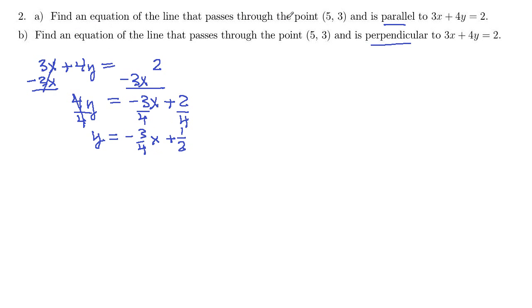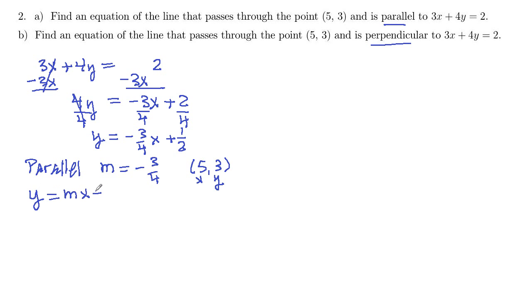So when we find the equation of the parallel line, the slope is going to be the same. So parallel, our slope is going to be negative 3/4. And then our point is 5 comma 3. So that's going to be an x and a y. So then we can start with the slope-intercept equation, y equals mx plus b. And then we know our slope is negative 3/4, so we can plug that in for m. So negative 3/4 x plus b.